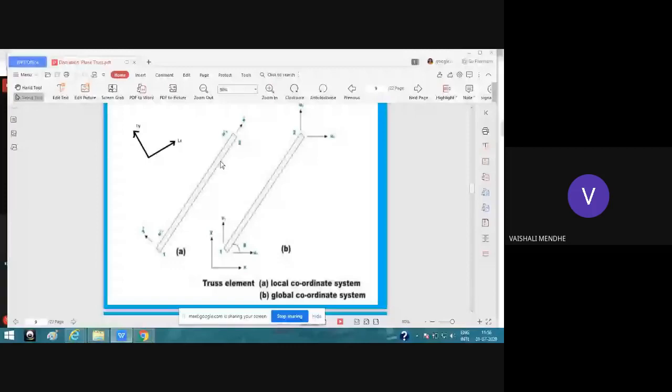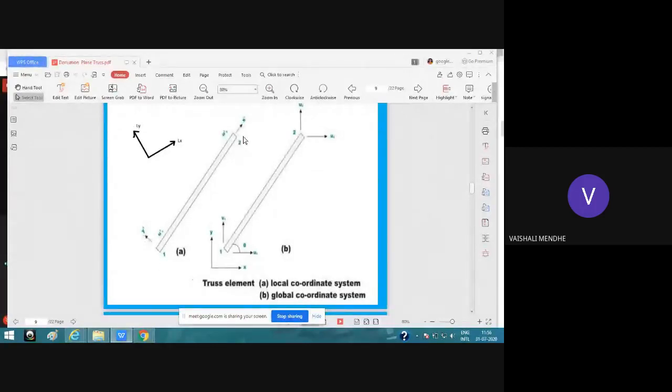Okay, so in any case, suppose 2 is your starting node and 1 is your ending node, then your local x dash will be from starting node 2 to ending node 1. So that starting node and ending node can be changed. Always keep in mind that your local x is always from the starting node to the ending node of the member, and it will always act along the member, and y will be perpendicular to the x-axis.